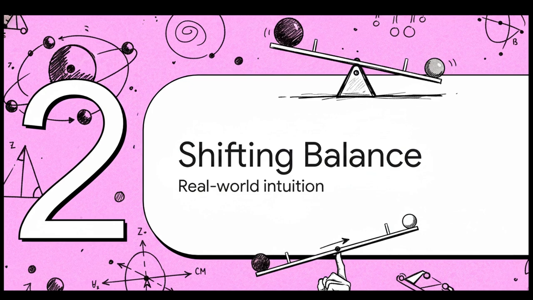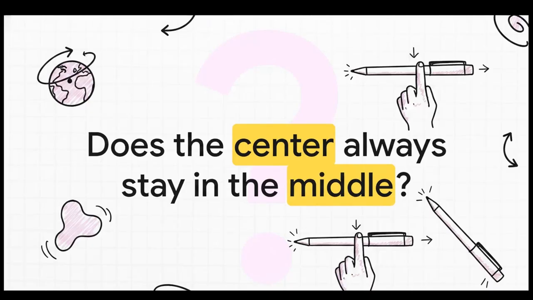Moving on to section 2, how heavier objects shift balance. Let's build some real-world intuition for shifting mass. Think about this visually for a second. Does the center of mass always stay in the exact middle? If you take that perfectly balanced pen on your finger and you stick a heavy metal cap onto one end of it, do you honestly think the balance point is going to stay completely dead center?